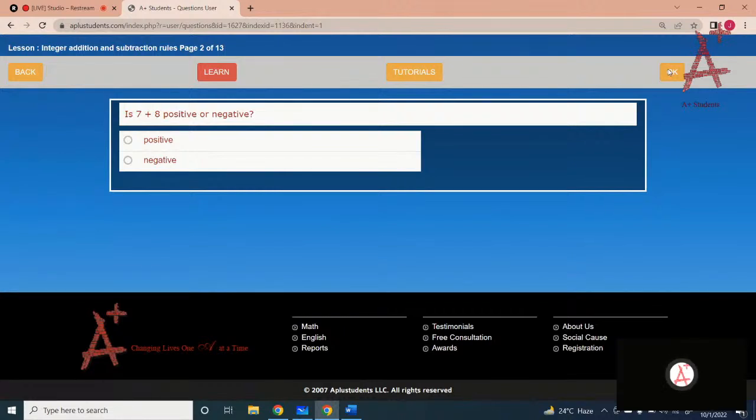Is 7 plus 8 positive or negative? You are adding two positive numbers. The answer must be positive. Got it?